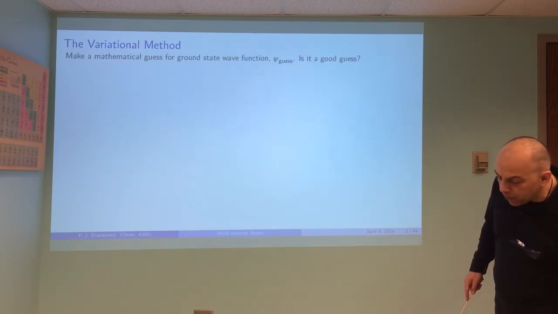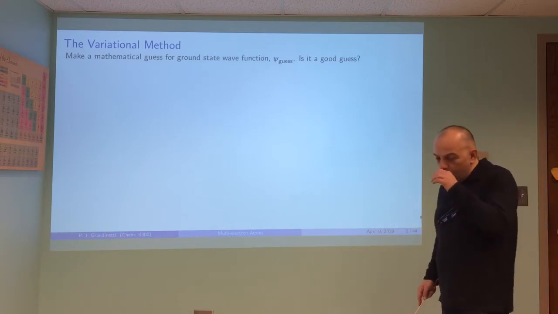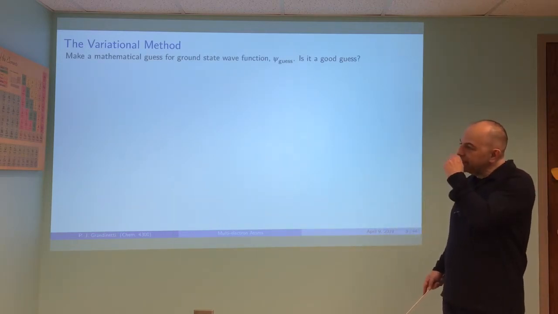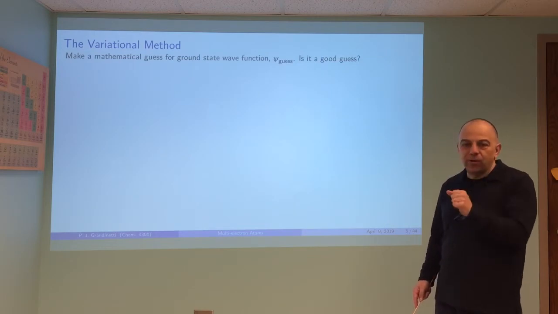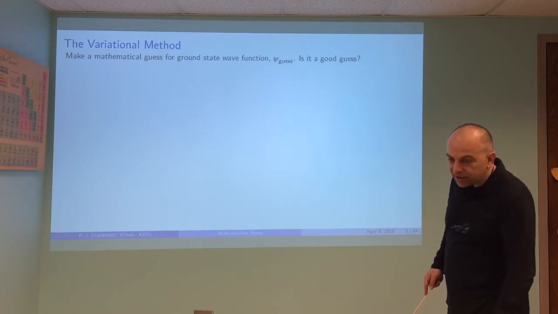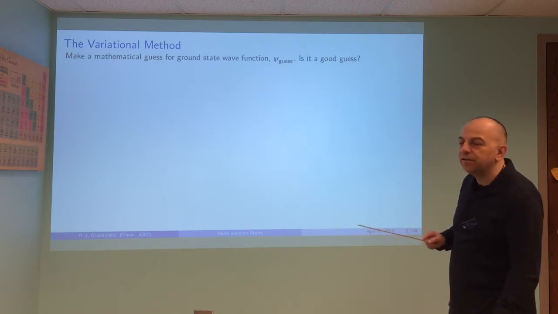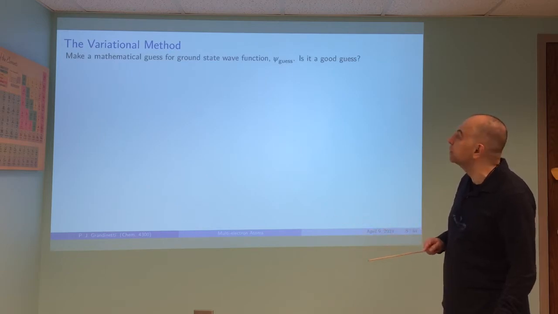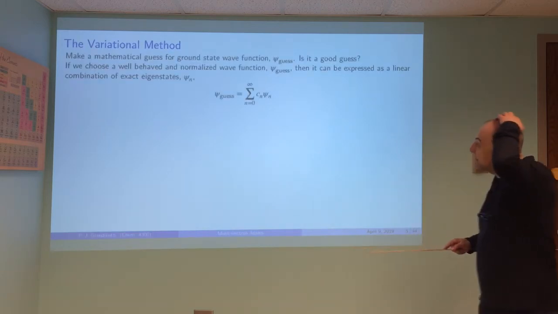And what's important is that we want to know, if I can guess the ground state wave function, then is there any way I can determine whether it's a reasonable guess or not? Is it a good guess? And it turns out that we can set some limits, or some boundaries, on whether our guess is getting better or worse. And it works out like this.